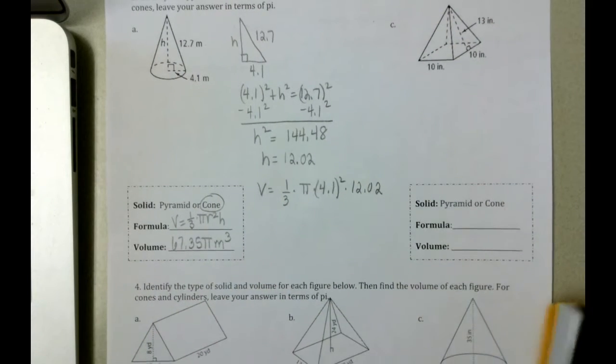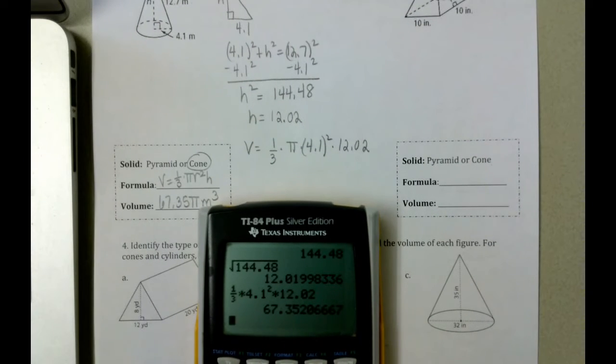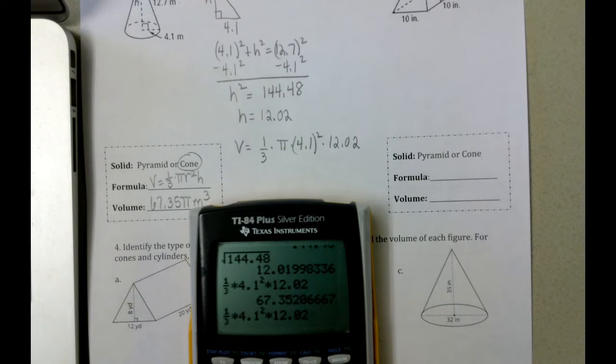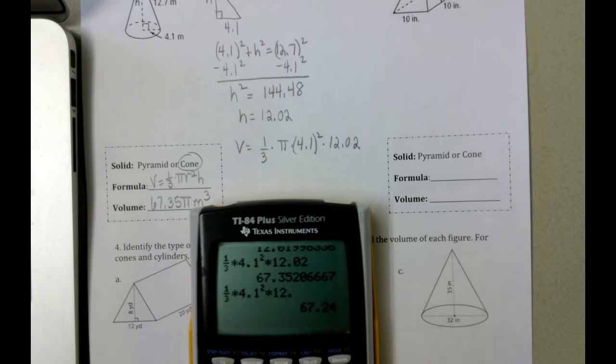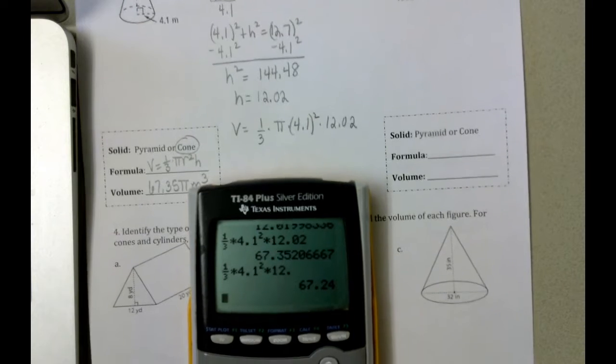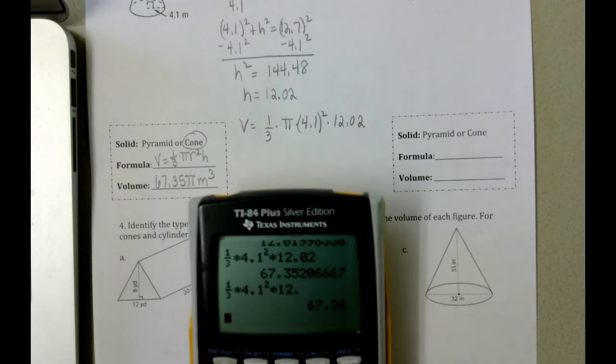If you rounded that a little bit, like if you really went to 12 instead of 12.02, then let's see what we get: 1/3 times 4.1 squared times 12 would give us 67.24. So 67.24 pi meters cubed. I wasn't specific enough in the directions, but one of those two answers.